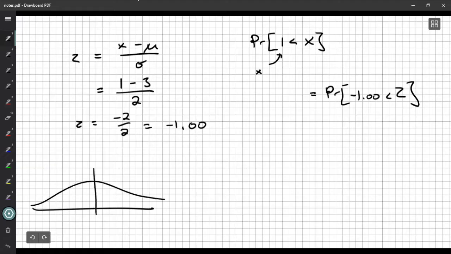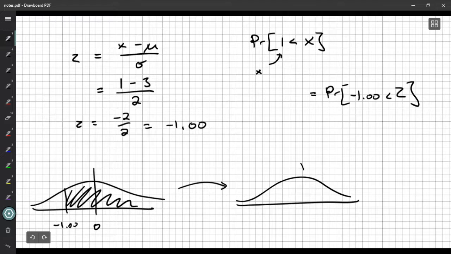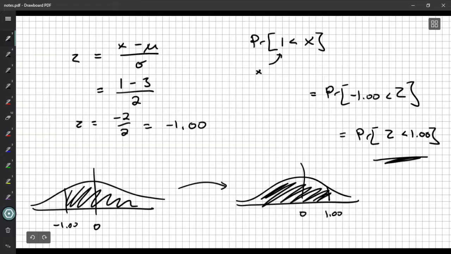Well, we got our standard normal here. And we've got a negative z-score, and the area is shaded to the right. What do we do if you've got a negative z-score? You use symmetry. You flip the whole thing. That makes the z-score come over to this side and become positive. The area that was shaded to the right is now shaded to the left. So this probability that we want is the same as the probability that z is less than 1.00, and that is something we can look up in our chart.